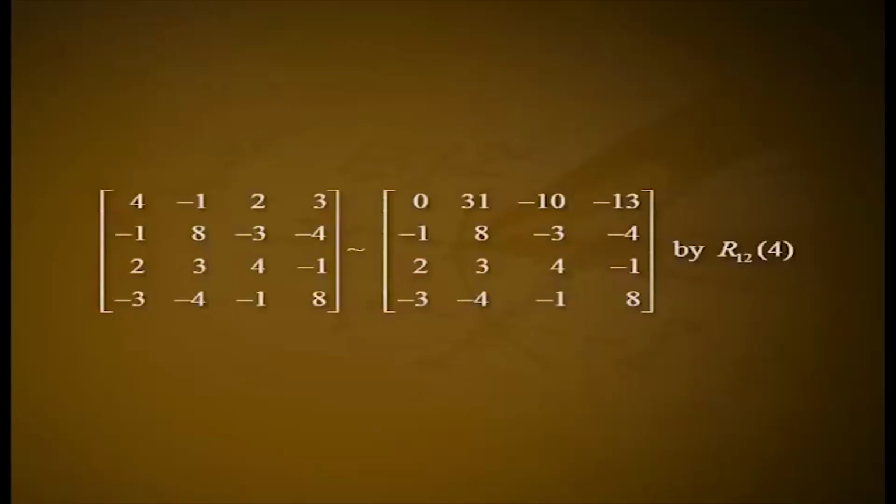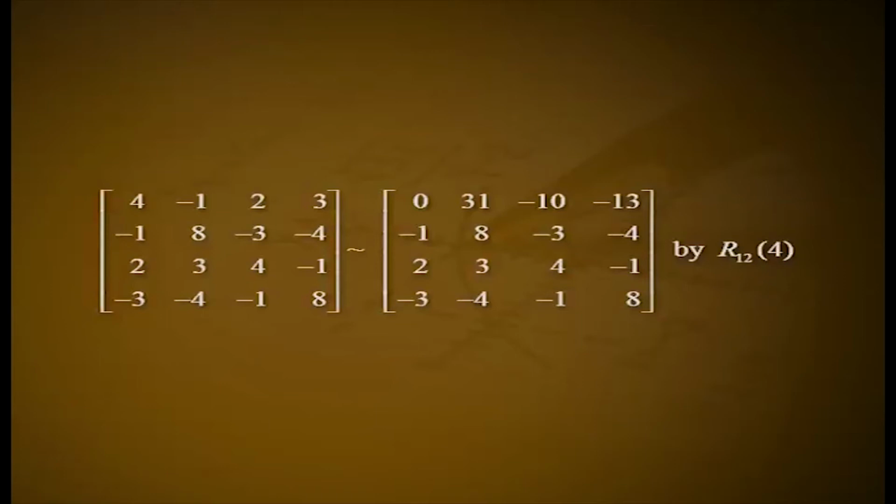Example 11. Apply successively the row transformations R12(4), R32(2), R4(-3) to the matrix [4 -1 2 3; -1 8 -3 -4; 2 3 4 -1; -3 -4 -1 8], and also obtain the corresponding elementary matrices. Solution. Step 1.